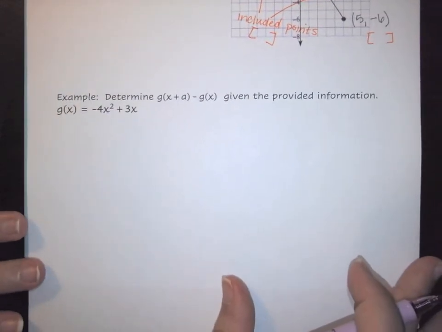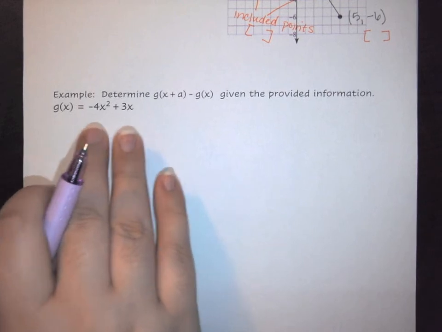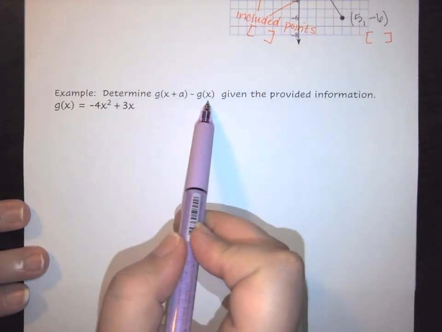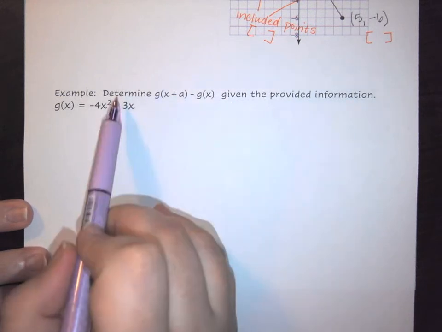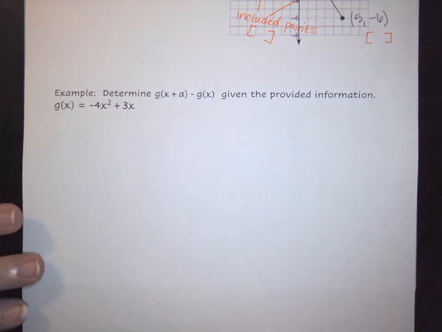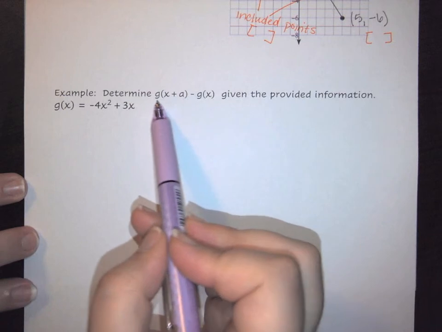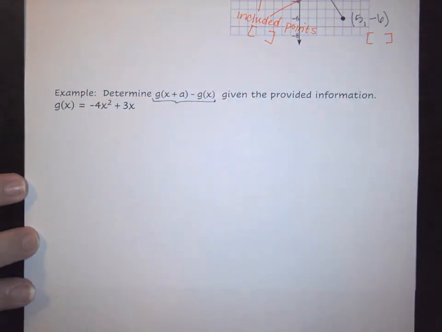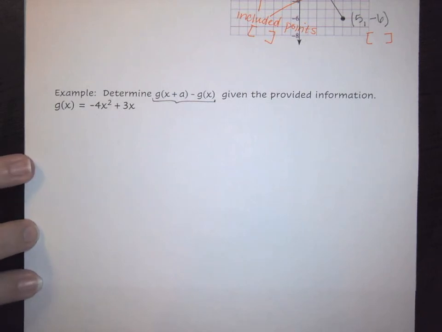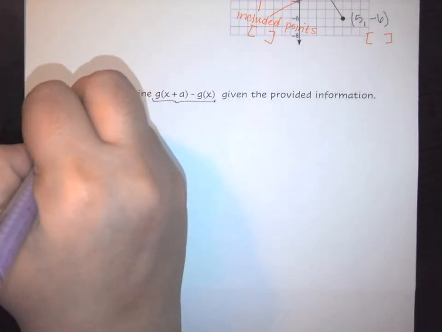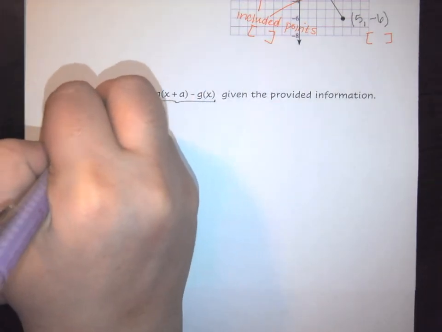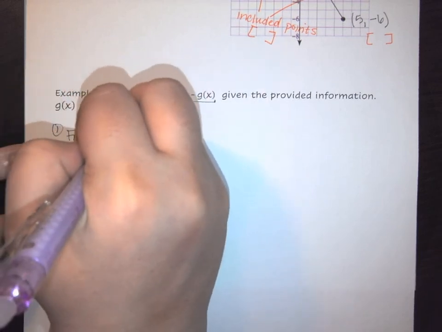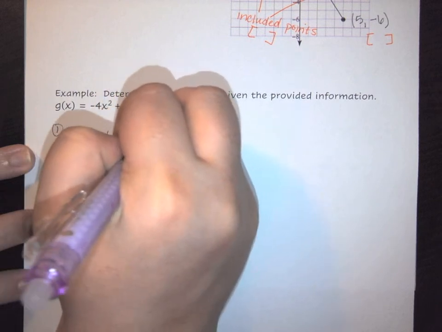Alright, now the last thing that I want to look at right here is this question where we are given g of x plus a minus g of x. And we are provided the following information. We're given g of x. And so what we have to do is we need to determine what this piece here is going to be. Okay. So the first thing we need to do is we need to find g of x plus a.